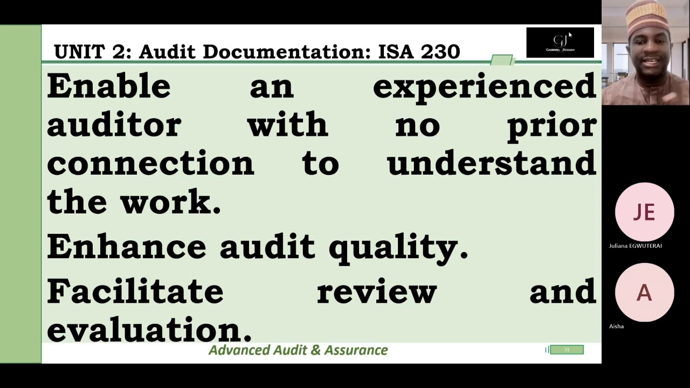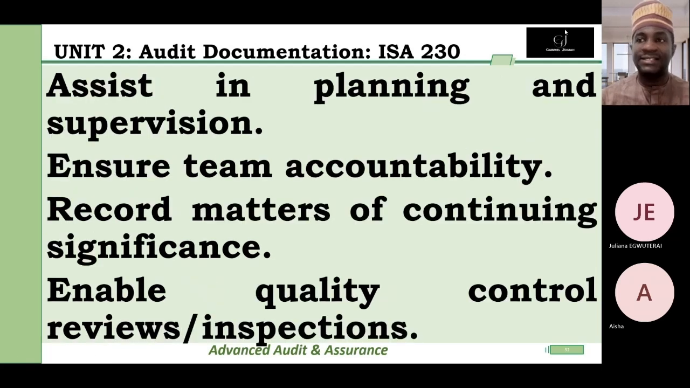And that's the essence. So it enhances audit quality, those are the benefits, and it facilitates external and independent reviews and evaluations. This is very important. It also assists in planning and supervision. Audit documentation also helps ensure team accountability. Recording matters of continuing significance is another benefit of documenting evidence. It also enables quality control, reviews, and inspections from external parties. So don't forget there are regulators, in the form of maybe FRCN, that come once in a while to check. So your audit documentation should be intact based on ISA 230 and make them follow through what you've done based on international best practices.